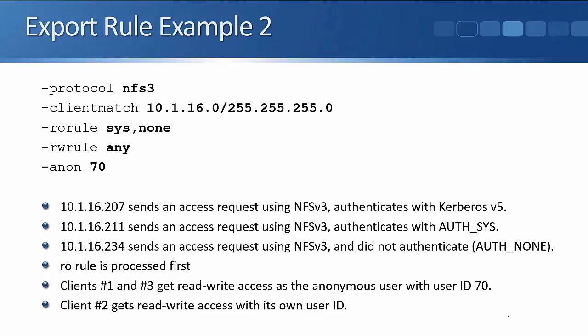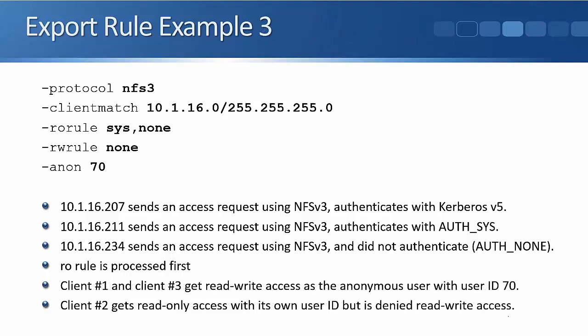Then we evaluate the read-write rule, which is any, meaning any client which was already granted access by the read-only rule will get read-write access with the user ID that was granted by the read-only rule. So clients 1 and 3 get read-write access as the anonymous user with user ID 70, and client 2 will get read-write access with its own user ID. So the final effective permissions will be that clients 1 and 3 get read-write access as the anonymous user with user ID 70, and client number 2 will get read-write access with its own user ID.